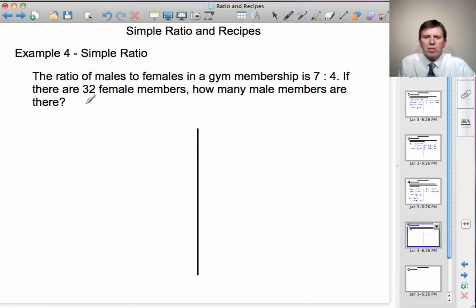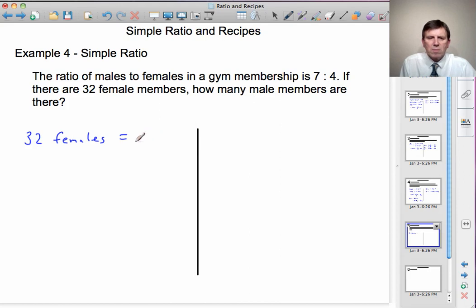Well, we've got this number 32. What does it represent? 7 parts of the membership are male, 4 parts are female, so the membership altogether would be 11 parts in total, if we needed that information. What we're told is the amount of female members, so we can say 32 females is equal to how many parts of the membership?